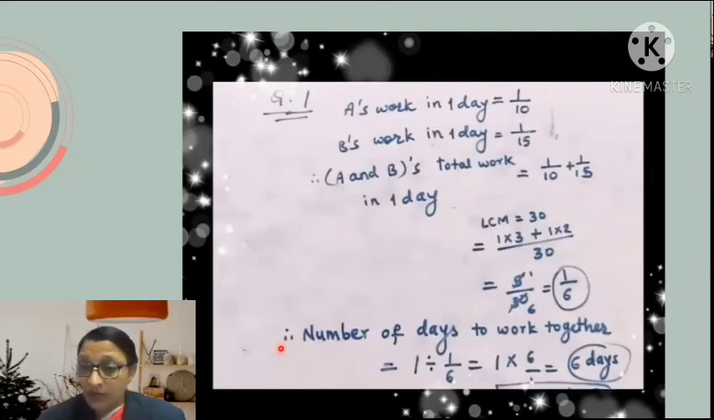Therefore, the number of days to work together is equal to the whole work divided by the work which they do in 1 day. So, 1 divided by 1 upon 6. Here, division will turn into multiplication, and 1 multiplied by 6 upon 1, the reciprocal. Reciprocal of 1 upon 6 is 6 upon 1. So, the answer is 6 days.